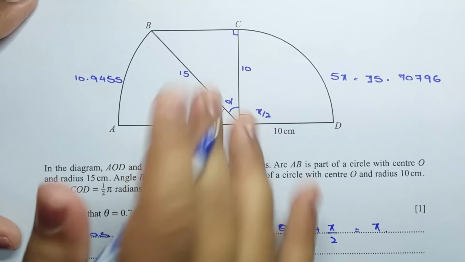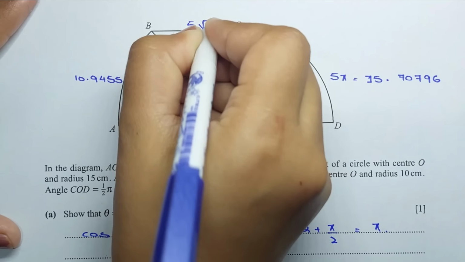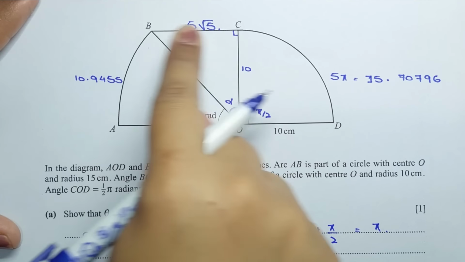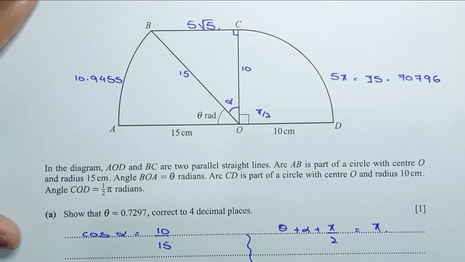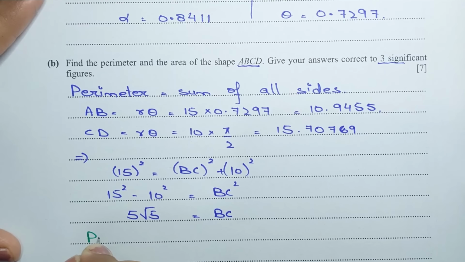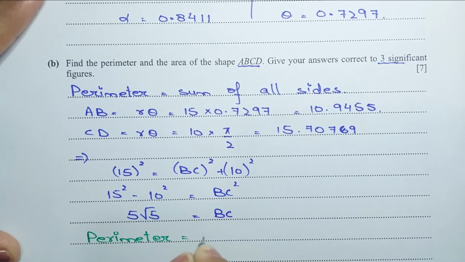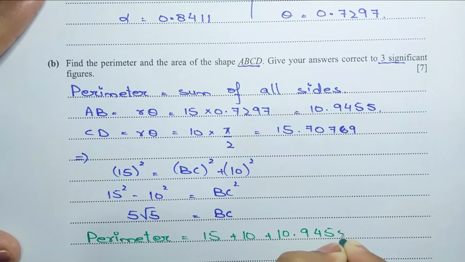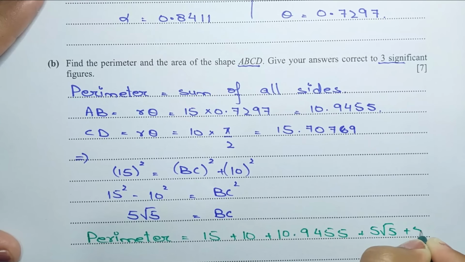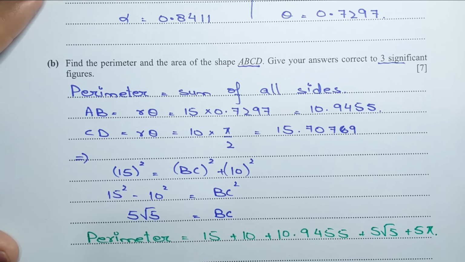Okay, this is 5 root 5. Now let's find out the parameter of ABCD. So the parameter is going to be 15 plus 10 plus 10.9455 plus 5 root 5 plus 5 pi. That would be the parameter.